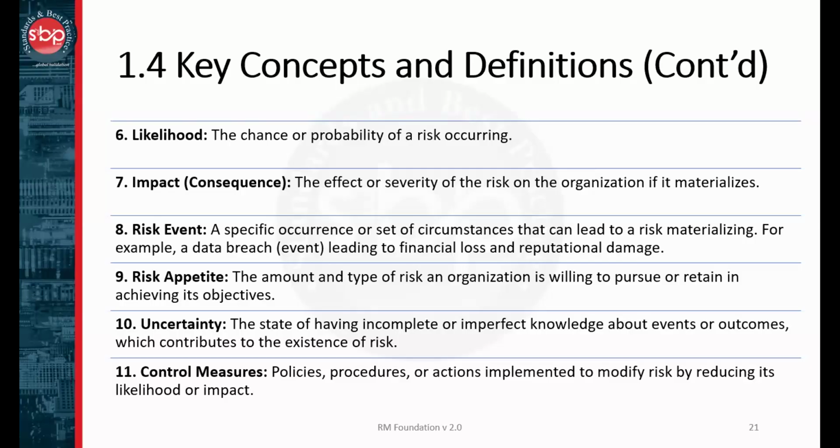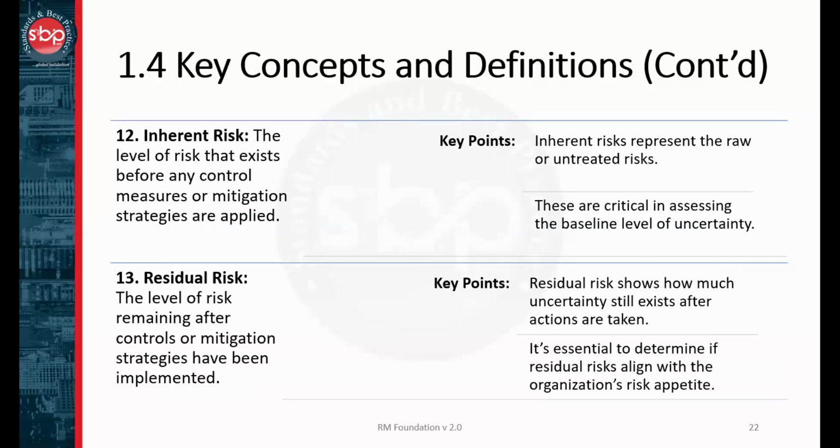Then we have uncertainty. This is the state of having incomplete or imperfect knowledge. You don't know, you're unsure. Anything can happen. Okay. And then your control measures, of course, you have some policies in place, you have some controls, you have your mitigation strategies in place to ensure that we can reduce the likelihood or impact of risk.